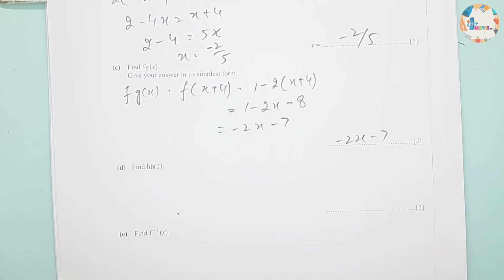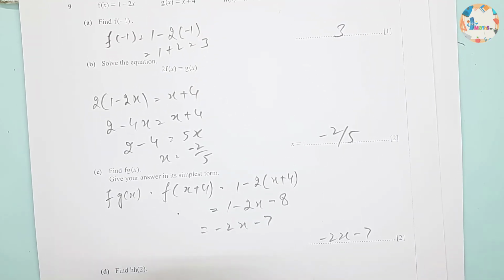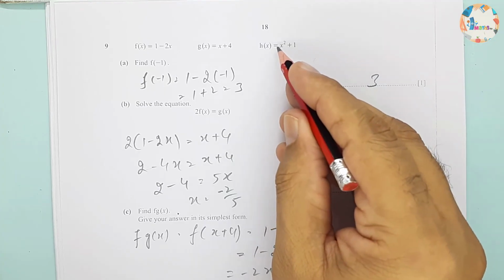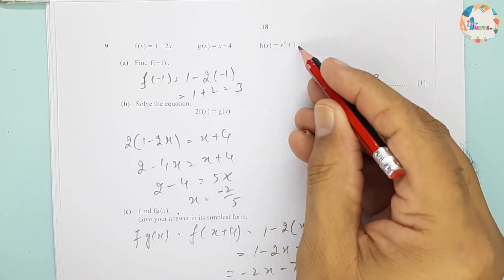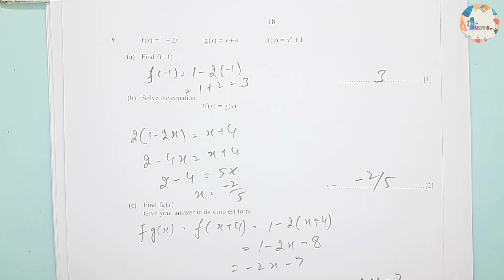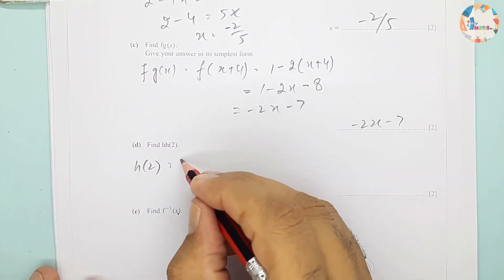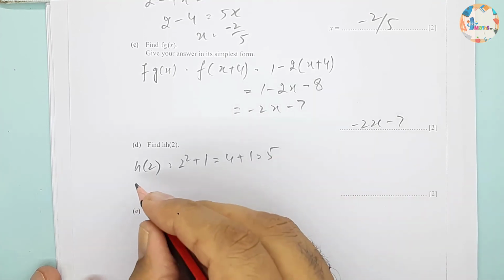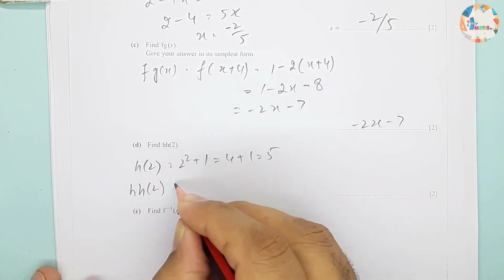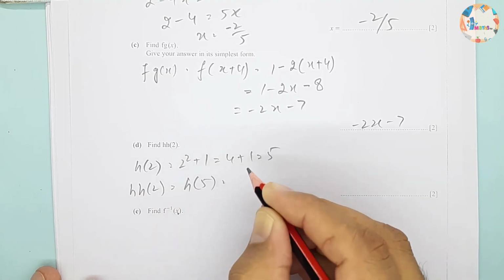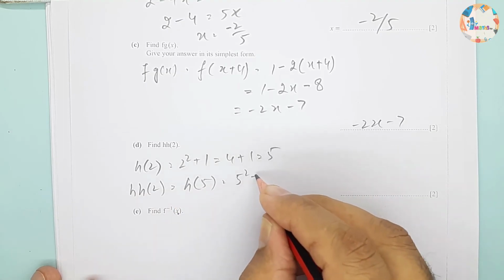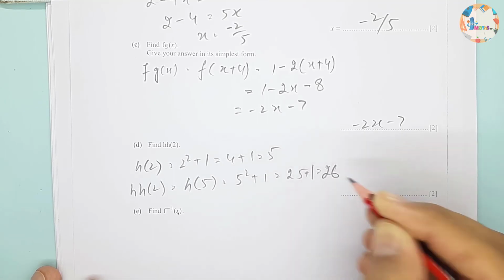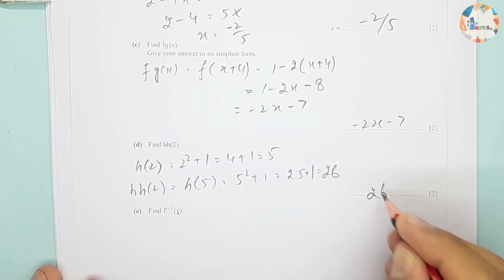Then h of 2. First we will take h of 2. So h of 2 will be replacing 2 in h of x. So it will be 2 square plus 1, which is equal to 4 plus 1, which is equal to 5. Now again h of 2, which is h of 5, which is equal to 5 square plus 1, which is equal to 25 plus 1, which is equal to 26. So our answer will be 26 over here.